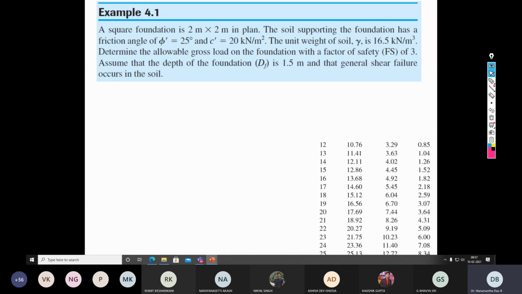I request everyone to note down this sum and try to solve it using the equation. In the first step you can follow Terzaghi's theory. Can anybody tell me what is the equation of Terzaghi's theory?